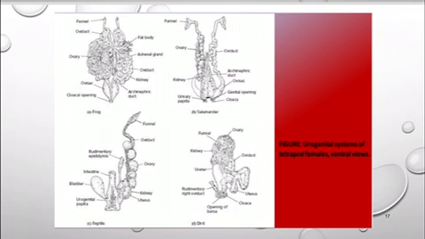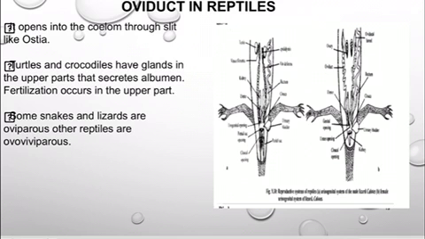What about the oviduct in reptiles? It opens into the coelom through the ostia. For turtles and crocodiles, there are glands in the upper parts of the oviduct, and these glands secrete albumin, and fertilization occurs in the upper part of the oviduct.